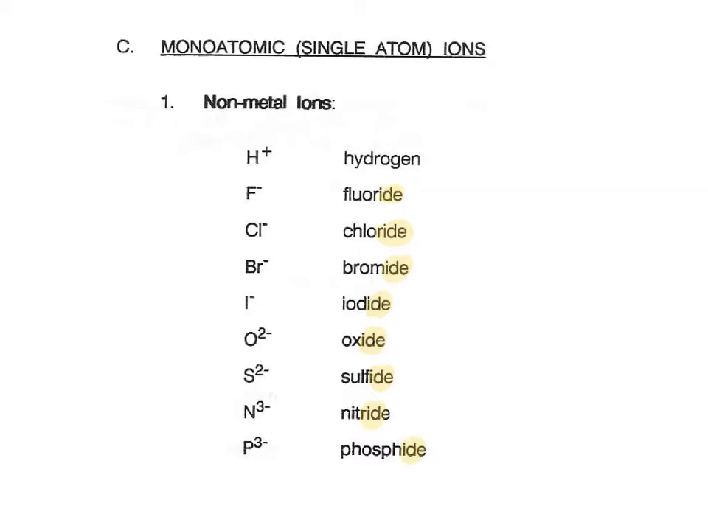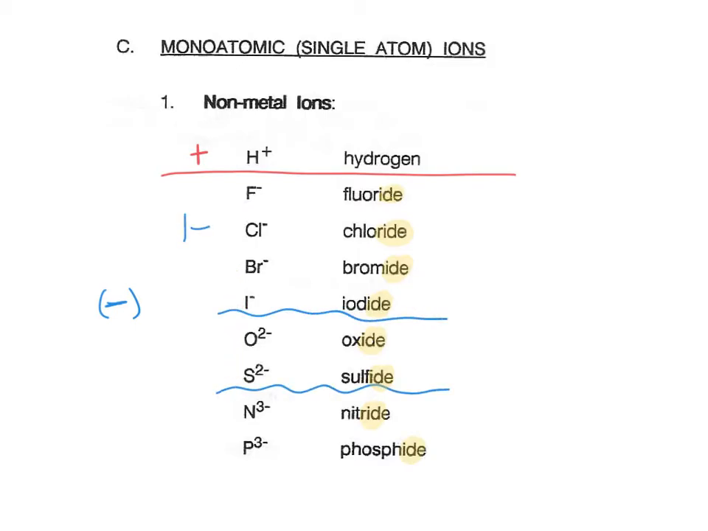Notice that only hydrogen has a positive charge. All of the other nonmetals have negative charges. Also notice that the charges can vary. So we have fluoride, chloride, bromide, and iodide all have negative 1 charge. Oxide and sulfide have a negative 2 charge, and nitride and phosphide have a negative 3 charge. Part of memorizing these ions is to know what charge goes with which element.